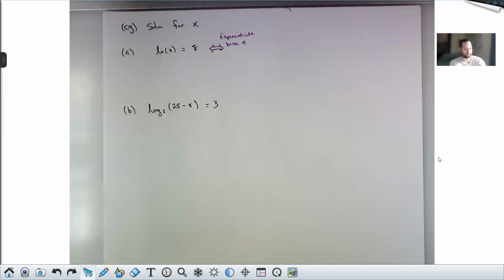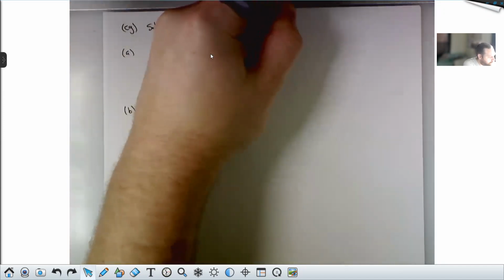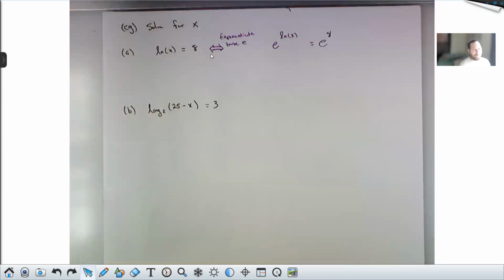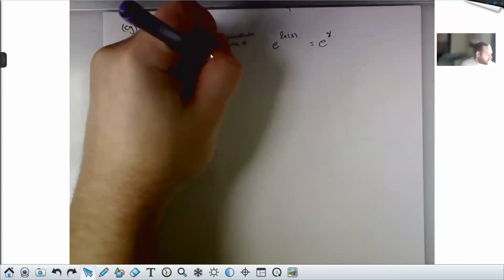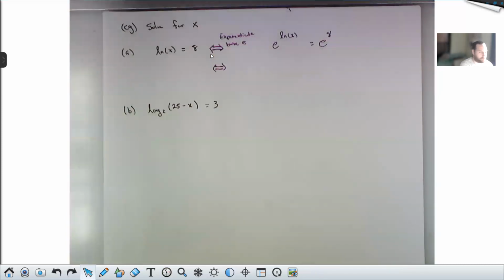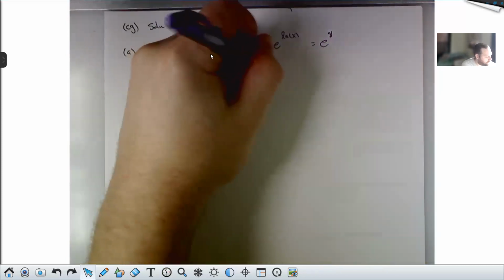Excuse me. All right, so remember what this word means. We're going to exponentiate on both sides using the base e. That means we're going to put both of these sides in the exponent of e. So what do I get? I'll get e raised to the ln x equals e raised to the 8. And then on the left-hand side, e raised to the ln x, the thing I get when I exponentiate, that's just x. And e to the 8 is e to the 8.